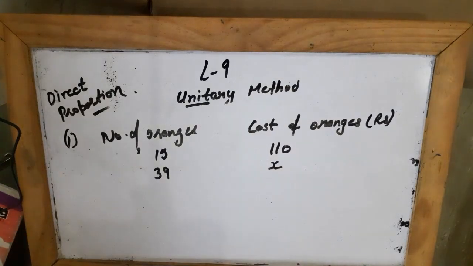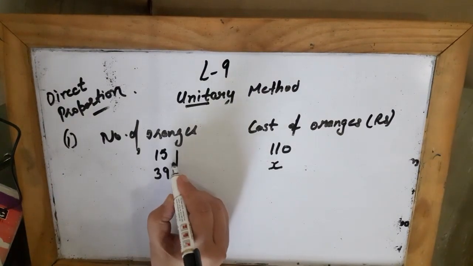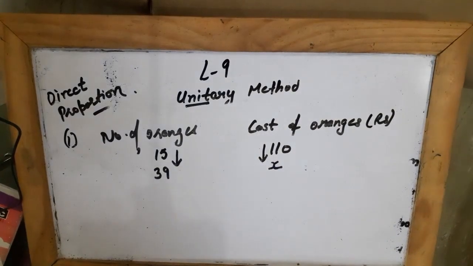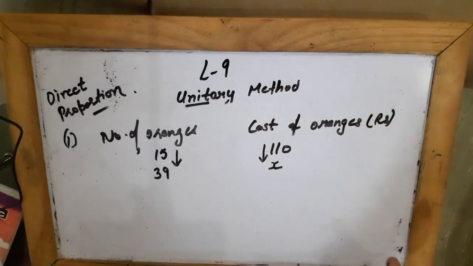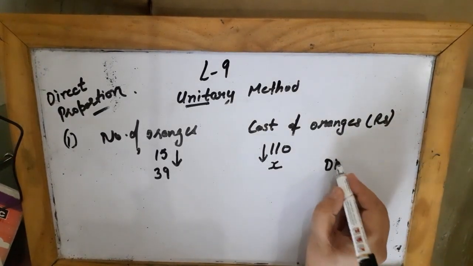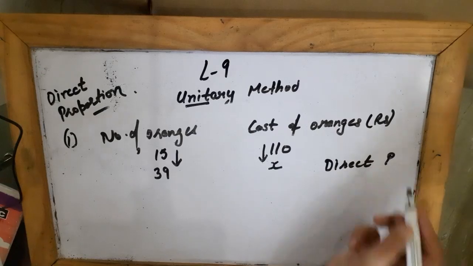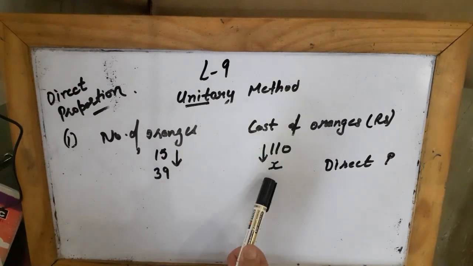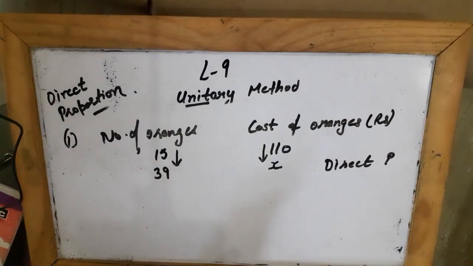So now as I know that if the number of oranges has increased, their cost also will increase. If their quantity is increasing, of oranges, their cost also will increase. So which type of proportion? This is direct proportion. Okay, because an increase in the number of oranges will cause an increase in the cost. So this is direct proportion.